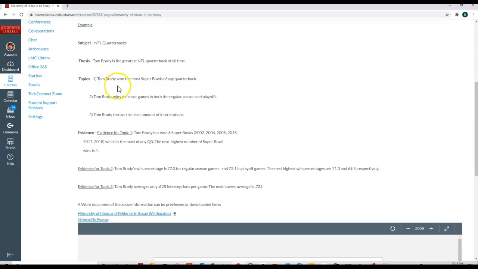So, right, topic one, Tom Brady won the most Super Bowls of any quarterback, right? Topic two, Tom Brady wins the most games in the regular season and the playoffs. Topic three, Tom Brady throws the least amount of interceptions, right? And each one of these topics is something I would write about in its own paragraph. I wouldn't write a paragraph that talks about how he won the most Super Bowls and wins the most games in the regular season and the playoffs. I would be expanding on each of those topics in their own body paragraph.